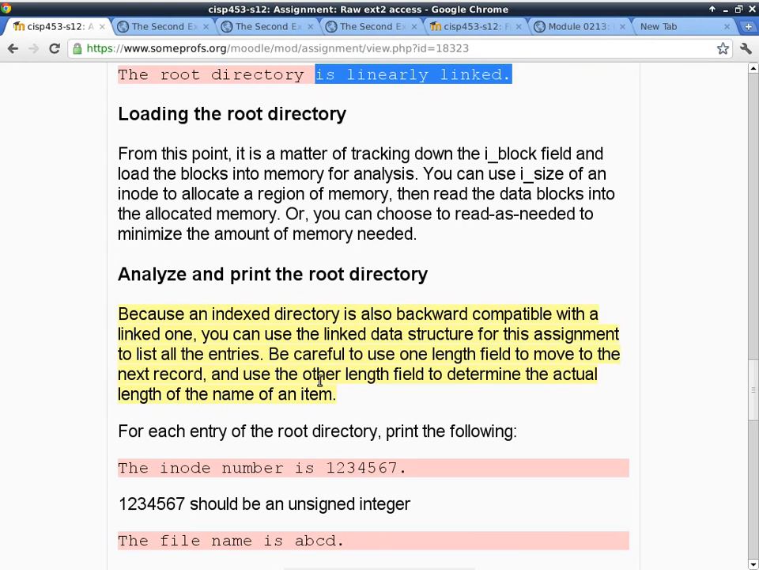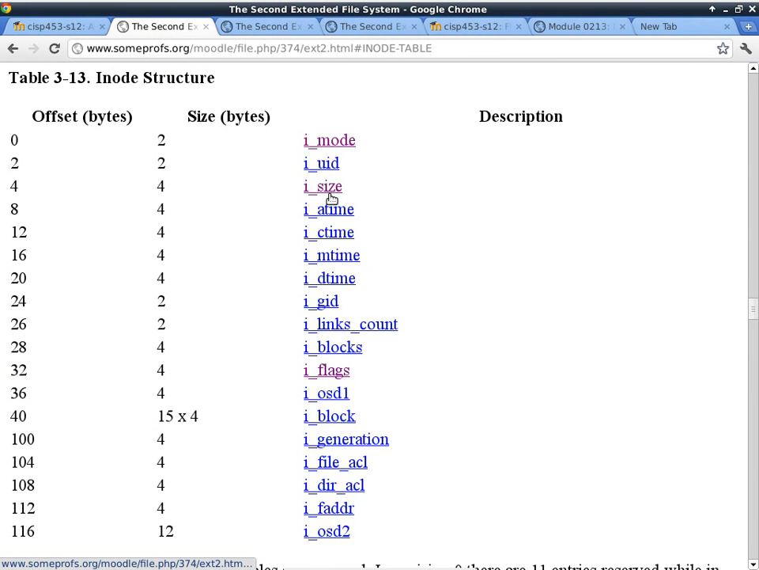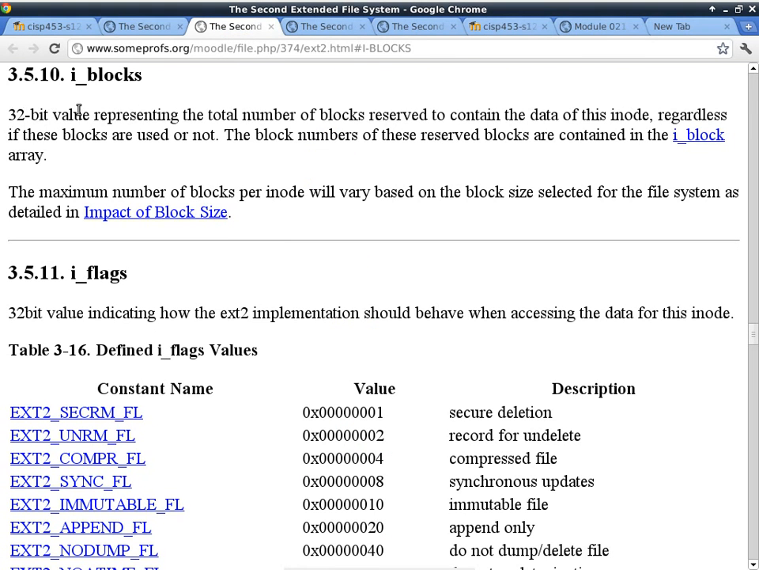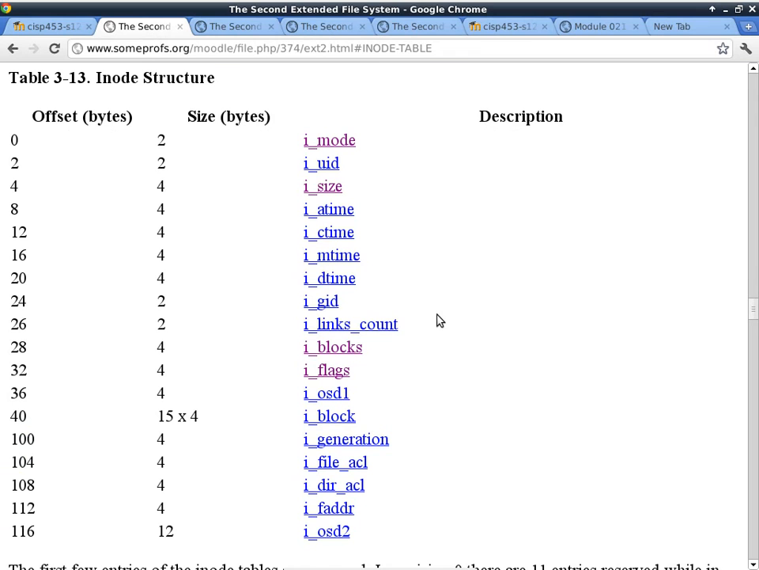All right. So now that we know the root directory is linearly linked, it is time to load the root directory. From this point, it's a matter of tracking down the I block field and loading the blocks into memory for analysis. Okay, so let's go back to this portion here. And I blocks is at offset 28. We'll go ahead and open a new tab here. I blocks is a 32-bit value representing the total number of blocks reserved to contain the data of this node. So this is the size, not where we want to load it from. And where's the location? I block. Okay, there we go.